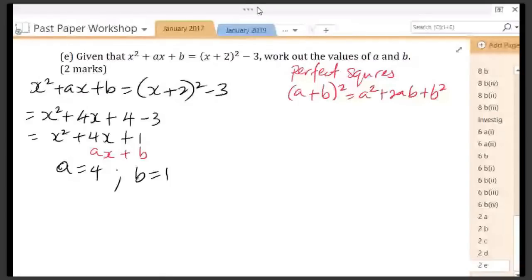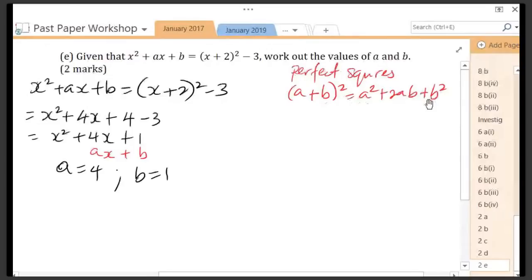All right, so let's run through this again. So they gave us here x squared plus ax plus b is equal to x plus 2 all squared minus 3. And they want us to work out the values of a and b. So I just rewrote this line that they gave me here. And I want you to notice that this here is a perfect square. And for perfect squares, there is this expansion where a plus b squared is equal to a squared plus 2ab plus b squared.